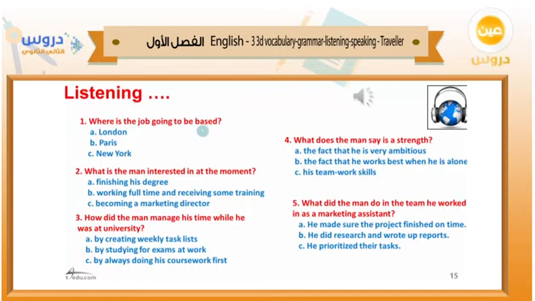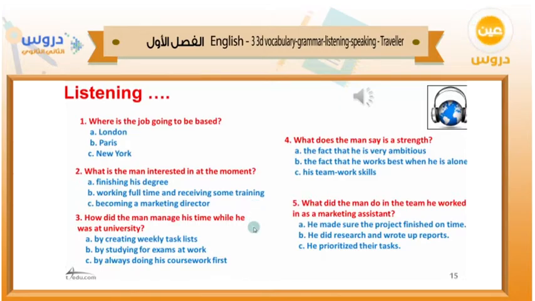Where is the job going to be based? Actually, you heard London, Paris, and New York, and Los Angeles. But actually, it was in London. Okay, so A is for number 1. 2. What is the man interested in at the moment? What does the man do at the moment? Is he finishing his degree, working full time and receiving some training, or becoming a marketing director? Do you remember? B, maybe. Yes, he was working full time and receiving some training.